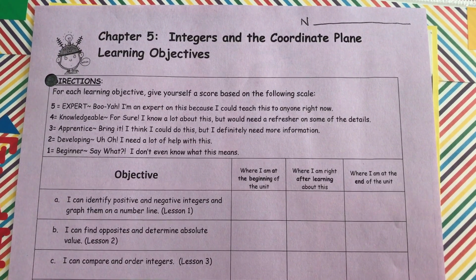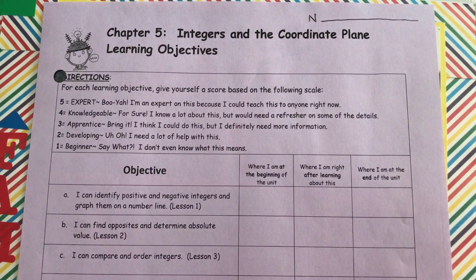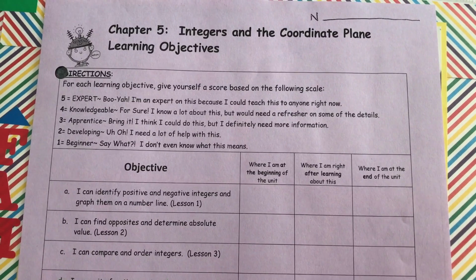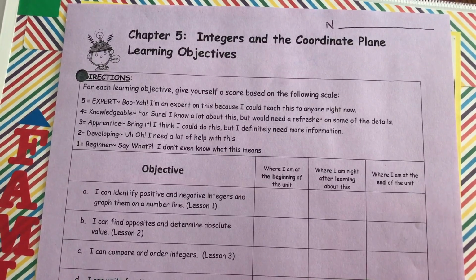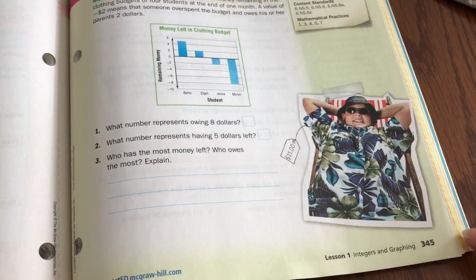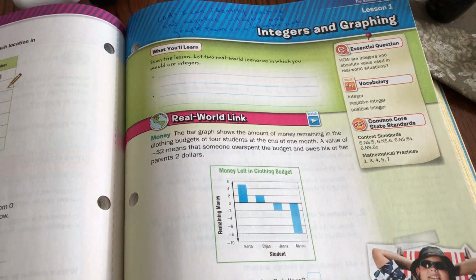All right, we are officially starting chapter 5. And what I'm thinking is at the beginning of every lesson for this chapter, I'm going to show you embarrassing pictures from my childhood. So, before we start lesson 1, which by the way, you need to get to page 345. Lesson 1 is called Integers and Graphing.